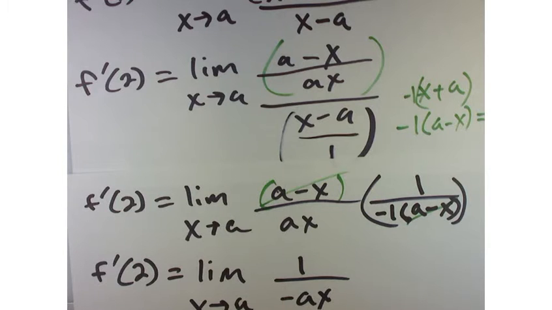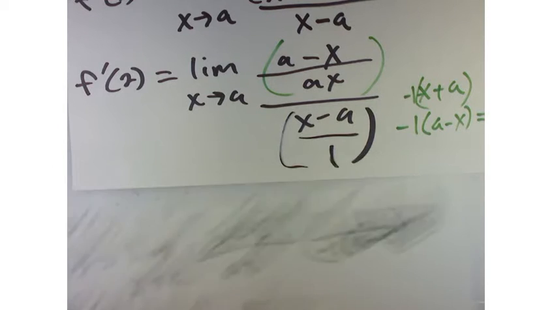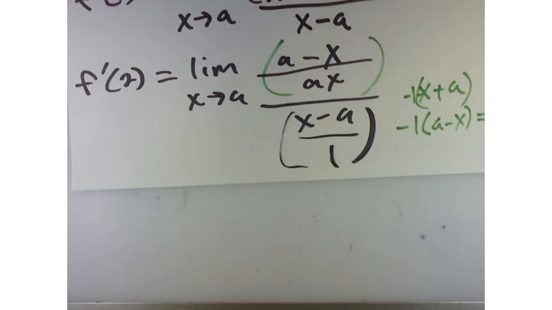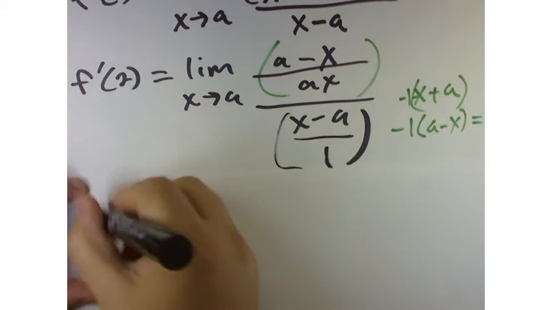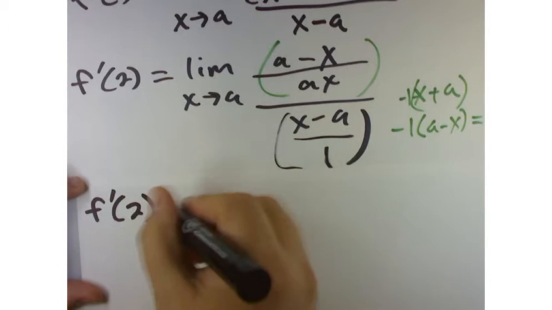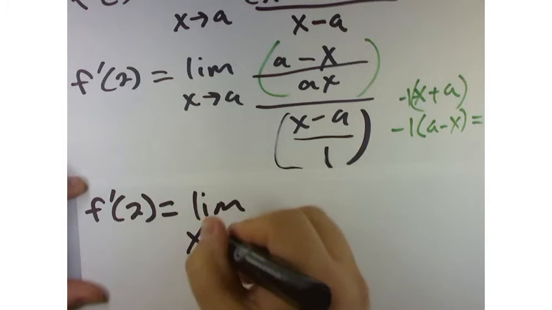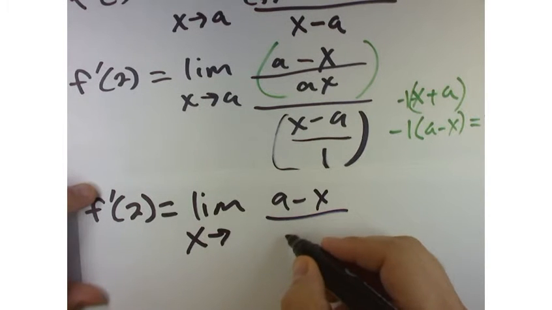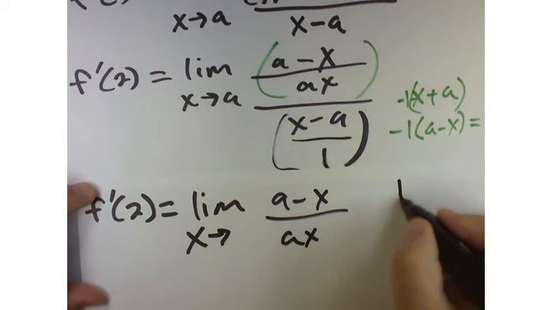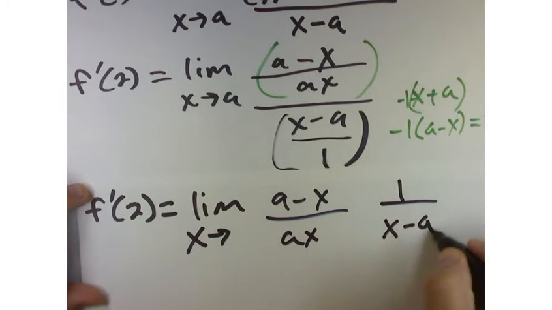Does that make sense? So you did that just so you could cross cancel? I did that just so I could cross cancel. Maybe we'll write it all. Let's write out every step so you can see it. Okay. So if I say f prime of 2 is equal to the limit as x approaches a, well, we know that I could do this, right? So that whole thing is a numerator, right?